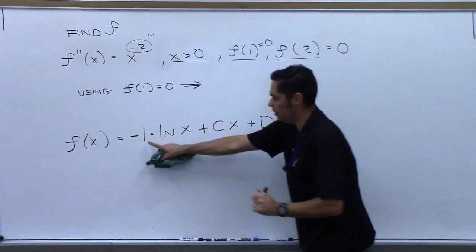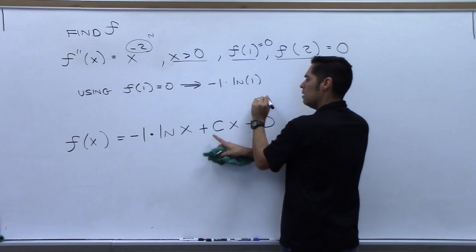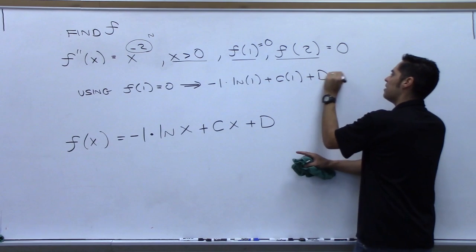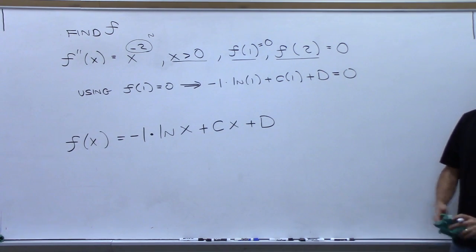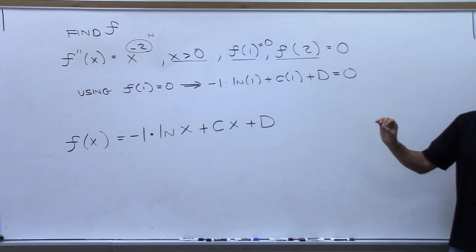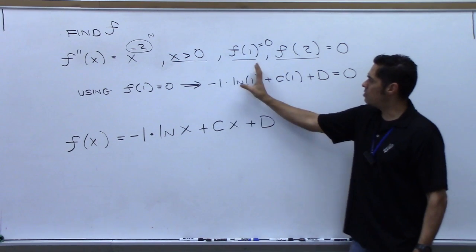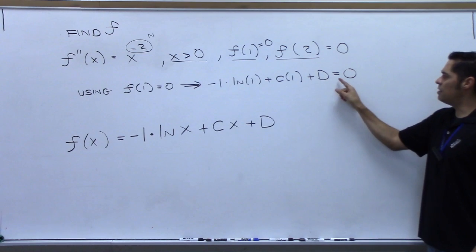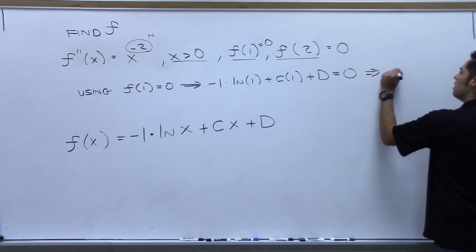So let's plug 1 in here. -1 times natural log of 1 plus c times 1 plus d, that has to be 0, yeah? Agreed? What is natural log of 1? 0. Natural log of 1 is 0, so this is all gone. And then I have c times 1 is c, c plus d is 0. This means c plus d is 0.